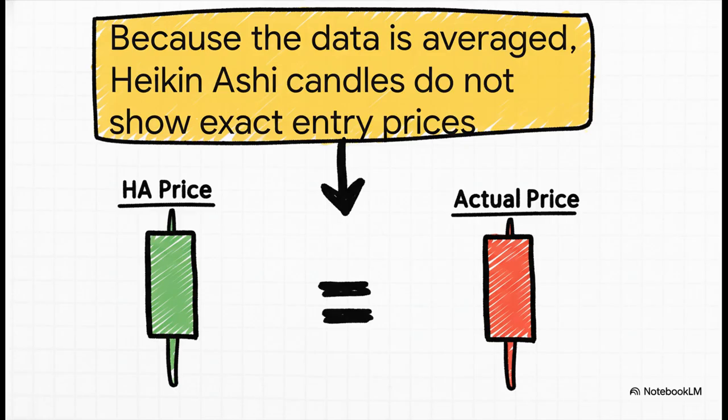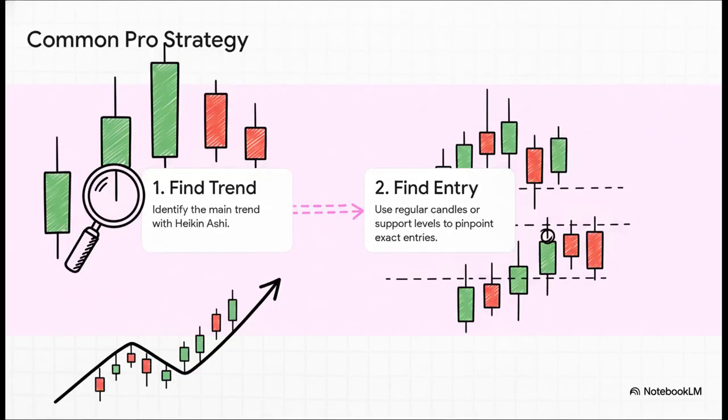So what this means is you can't really use it by itself to figure out your precise entry or exit price. So what do the pros do? Simple. They use a two-step approach. First, they pull up the Heikin Ashi chart to get the big picture, identify the main trend and see how strong it is. Then, they'll switch back to a regular candlestick chart or use other tools like support and resistance to find a precise, actionable price for their trade. It's all about using the right tool for the right job.